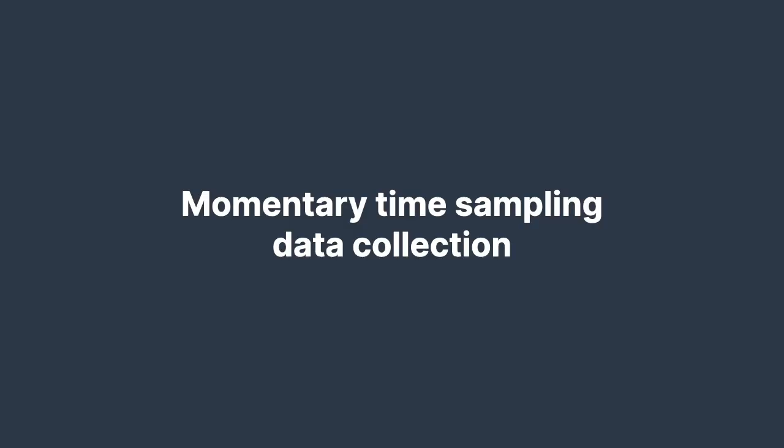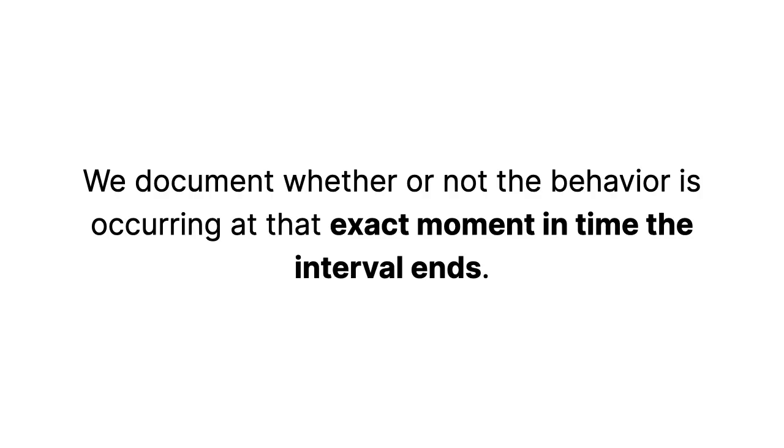Next, let's talk about momentary time sampling data collection. When collecting data using momentary time sampling procedures, we are not collecting data during intervals as we do with partial interval and whole interval recording methods. Instead, we are collecting data at the end of time intervals. For example, let's say we have 5-minute intervals. During these time intervals, we don't collect any data, and then once that 5-minute interval is up, we document whether or not the behavior is occurring at that exact moment in time.